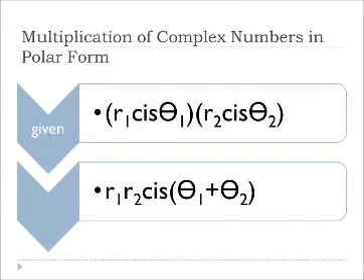Operations involving complex numbers in polar form. First, multiplication of complex numbers in polar form. We multiply r1 to r2 while we add theta 1 to theta 2. We then substitute the new r and theta to r cis theta.